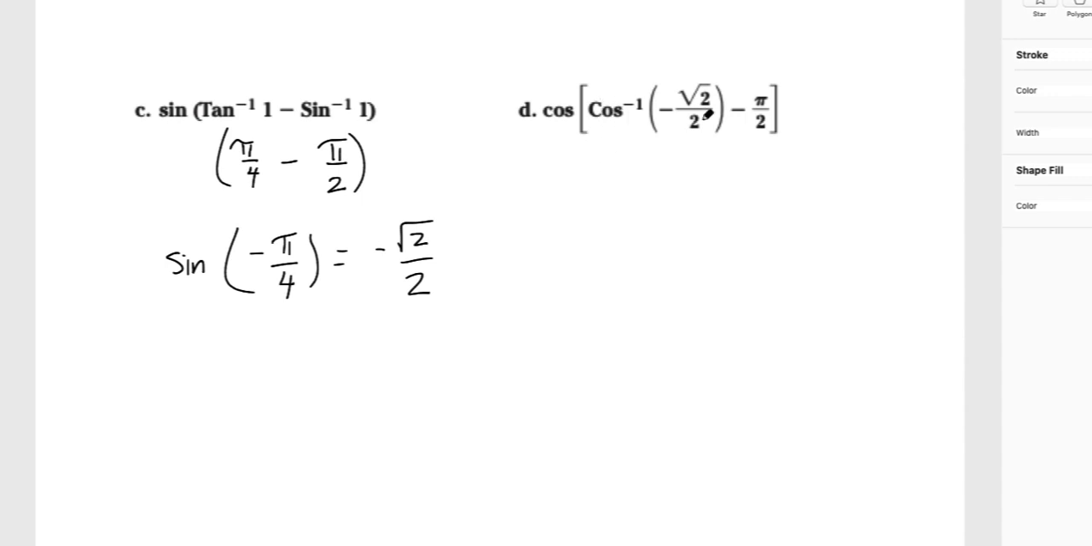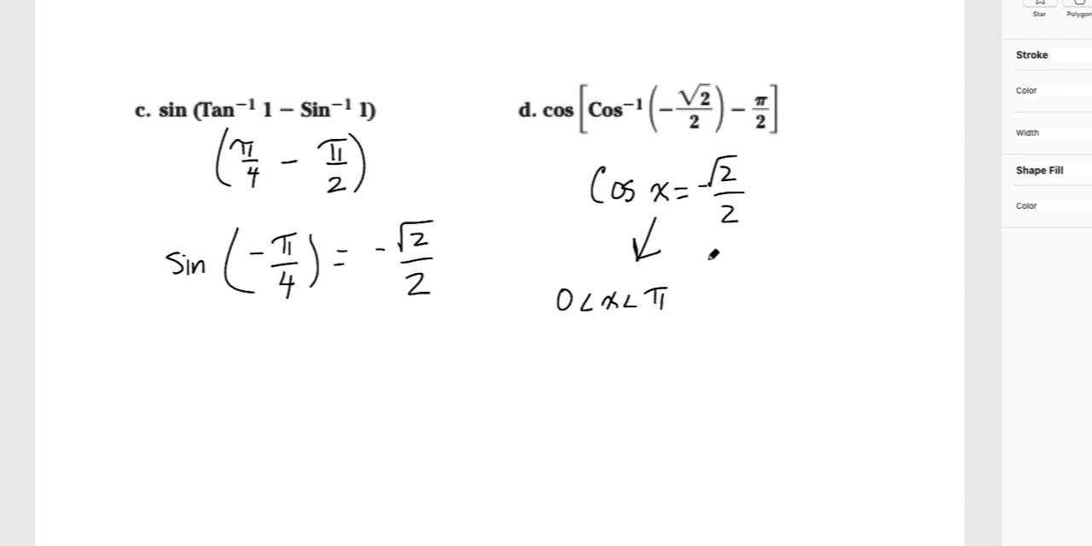What is the inverse cosine of this value? So this is basically saying capital cosine x is equal to negative square root of 2 over 2. But we remember that x in this case has the distinction of having its domain values from 0 to pi. So the question is, what value of x is going to work here?